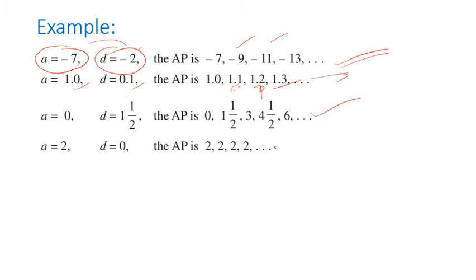These are also other examples here. As you can see, d is 0, so if you are adding continuously, the value will be 2 for infinity.